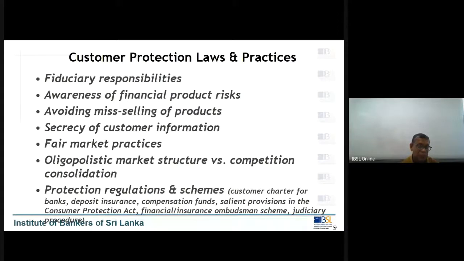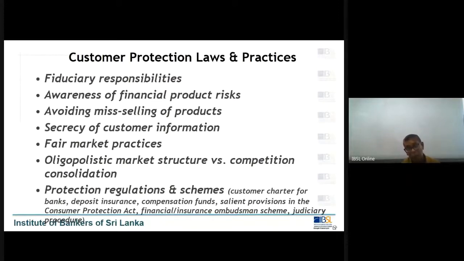No? Me neither. Right? All right. So, customer charter, have you heard about it? Don't worry. We are going to discuss the customer charter in detail. Then deposit insurance scheme, some compensation fund, a lot of things we are going to discuss under customer protection laws. We will spend more time on customer protection laws.